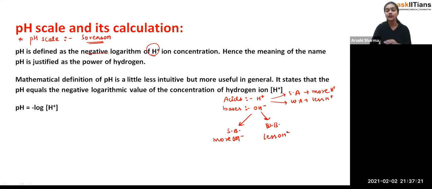Then we have seen that pH is defined as the negative logarithm of the H positive ion concentration. That means the concentration of the H ions which we get in our solution is what is called the pH, that is, the negative logarithm. This negative logarithm is a mathematical term.